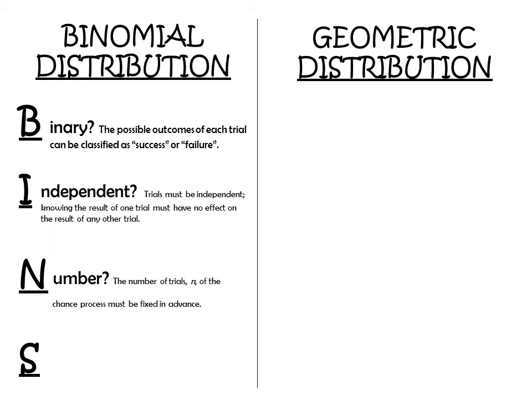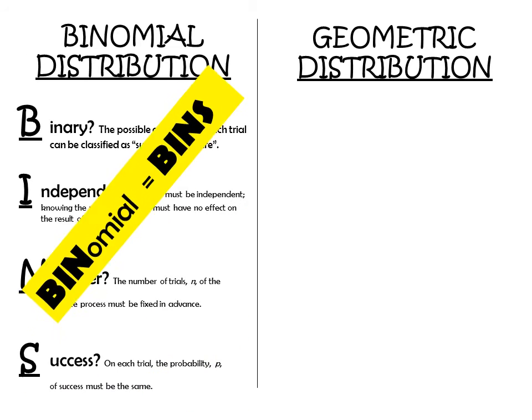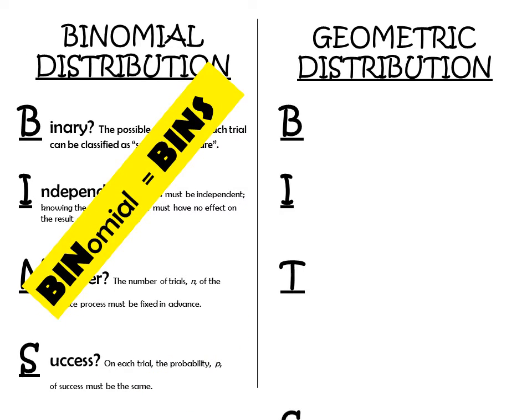N stands for number. The number of trials, N, of the chance process must be fixed in advance. And S stands for success. On each trial, the probability P of success must be the same. For a geometric distribution, we use BITS as our acronym.